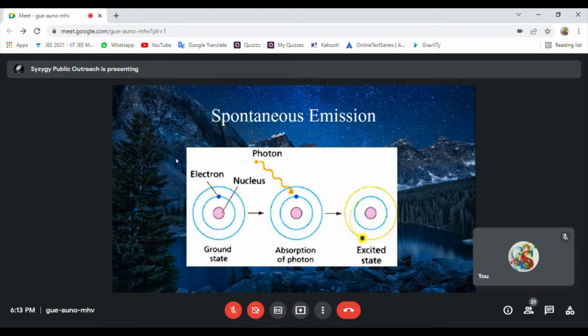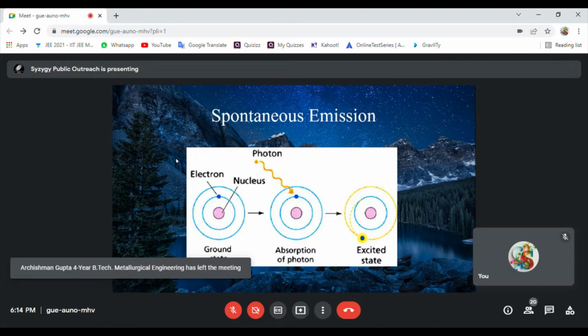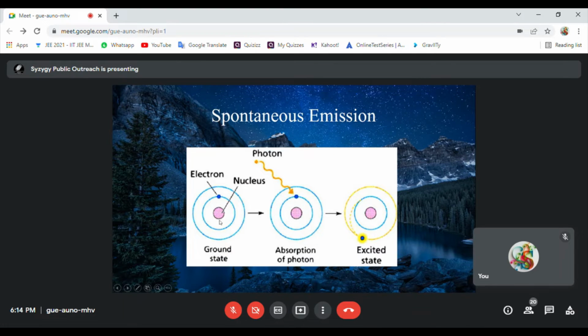So there are various types of emissions. One is spontaneous emission. Spontaneous emission occurs almost all the time. Whenever an electron emits radiation, it is emitting it spontaneously. So how does spontaneous emission occur? As you can see here, an electron is in its ground state. Now, the ground state of an atom refers to the lowest possible energy an electron can have while being around the nucleus. It is also the closest shell in which an electron can be.